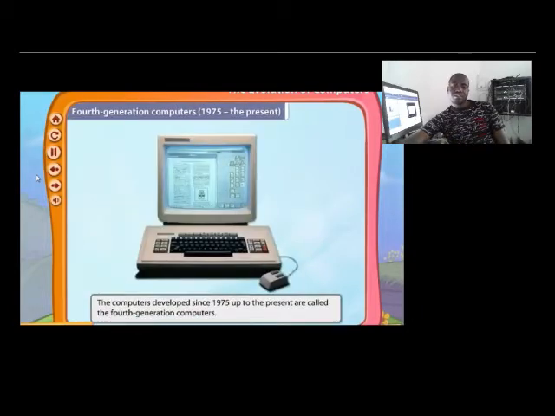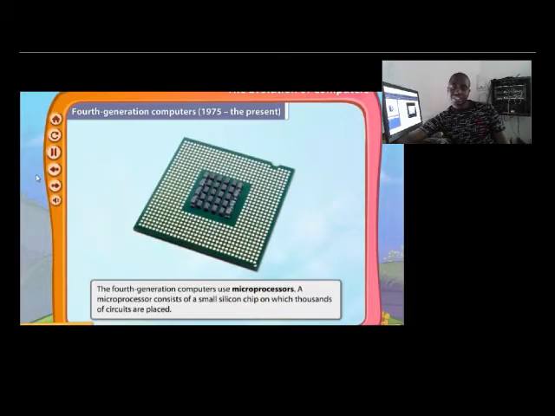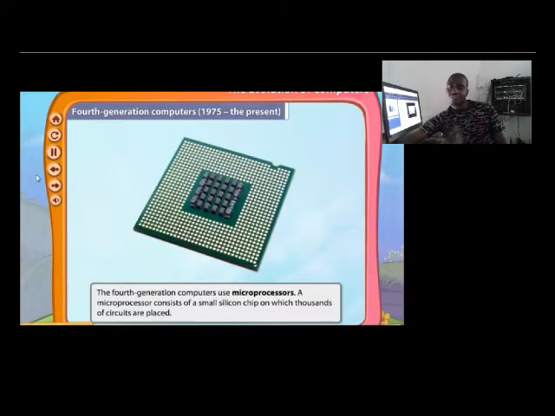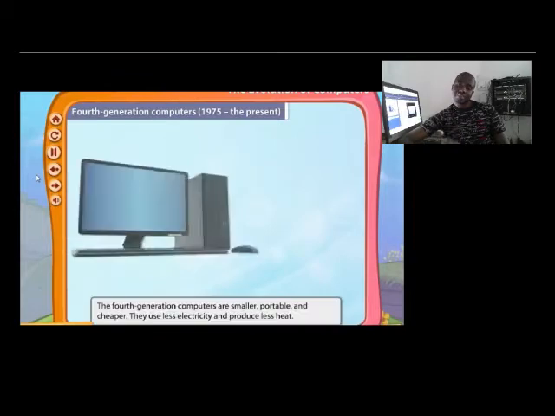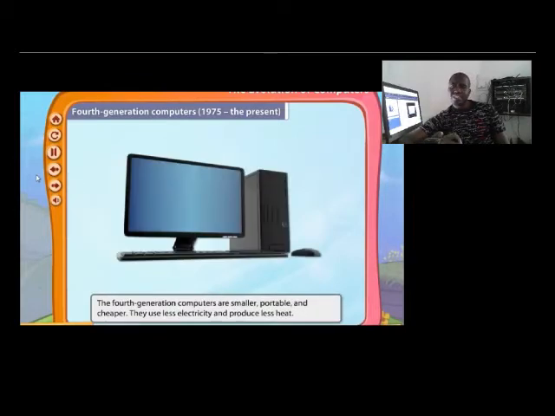Now, the computers developed from 1975 up to today are called the fourth generation computers. These are the computers that we are using today. The fourth generation computers use microprocessors. A microprocessor consists of small silicon chips on which thousands of circuits are placed. The fourth generation computers are much smaller, portable, and cheaper. They use less electricity and produce less heat.